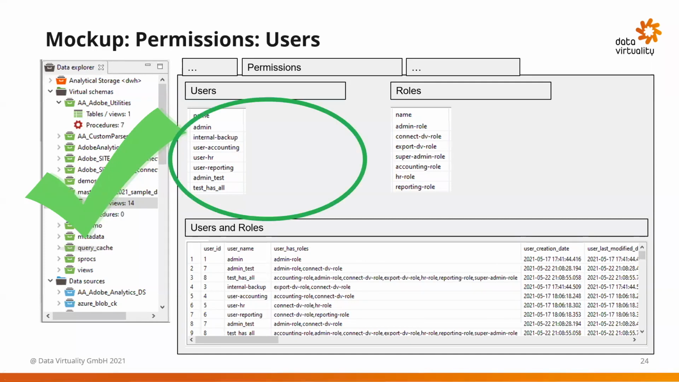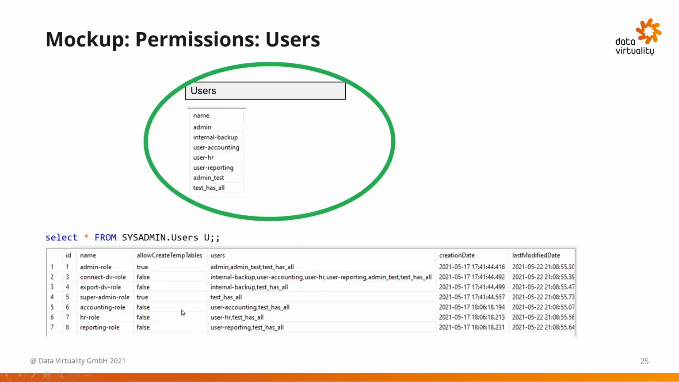So let's start off with the users. This is the one we're going to focus on next and how to get this data. We're going to be querying sysadmin users. This will tell us the name of the user, whether they're allowed to create temp tables, and also a list of roles that this user belongs to.